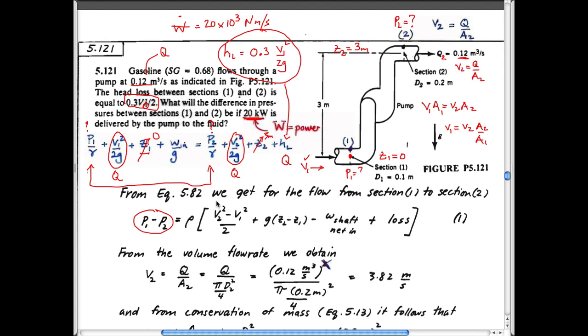We know what the velocities at 1 and 2 are from the flow rate. We know what the elevations are. This is 0, right? We know what this is. It's equal to uppercase W dot divided by mass flow rate, which is going to be equal to 20 kilowatts divided by the volumetric flow rate multiplied by the density of gasoline.